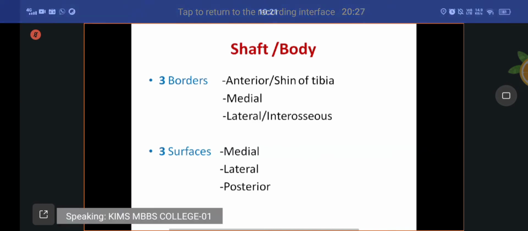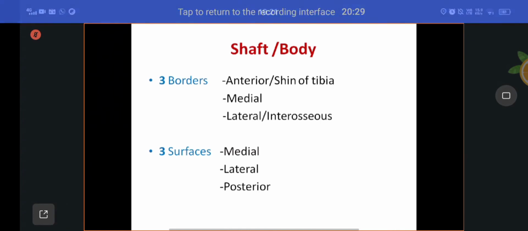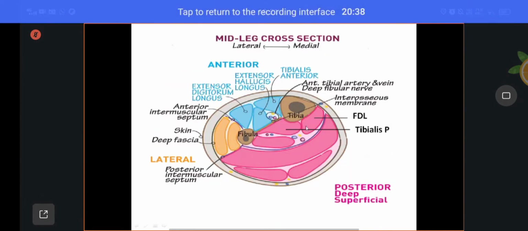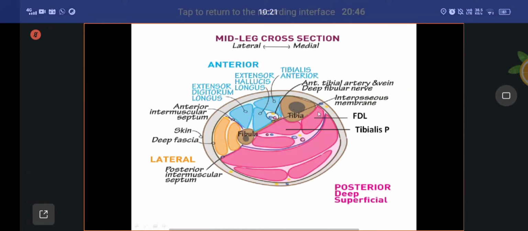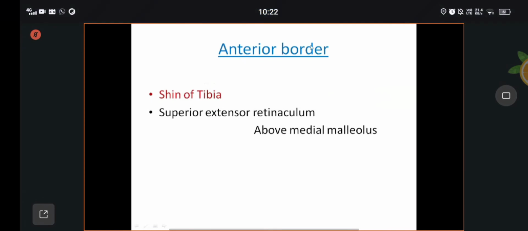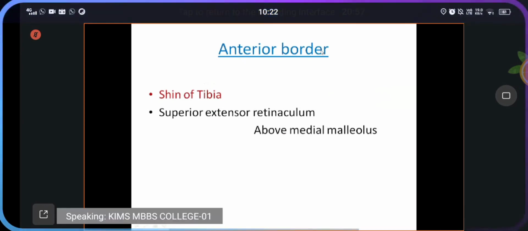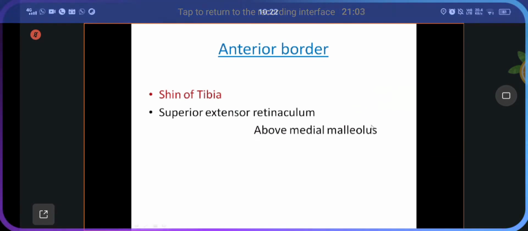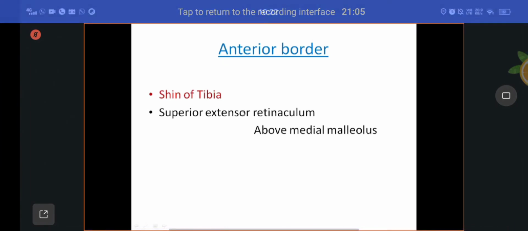If you know the shape of the bone and its orientation, the surfaces will be named by keeping the bone in its anatomical position. That is very, very important. In this picture also you can see, this is another picture. This is the tibia, this is the fibula: anterior border, lateral border, medial border, medial surface, lateral surface, and posterior surface. Coming to the anterior border, it is also called shin of tibia.